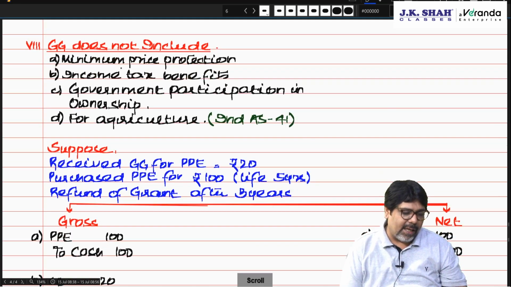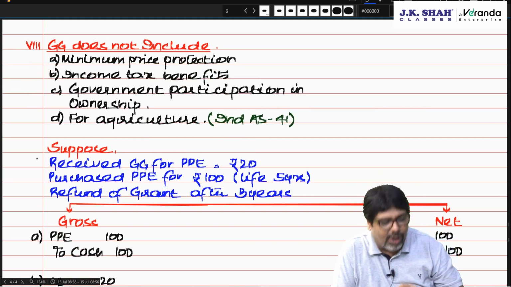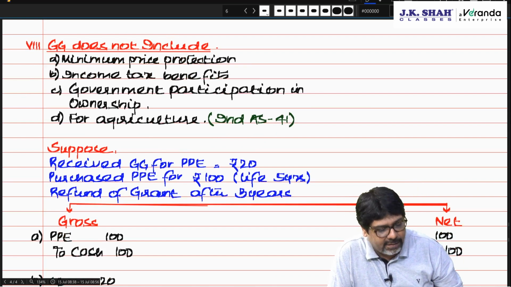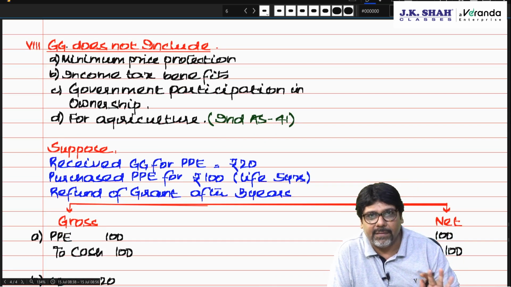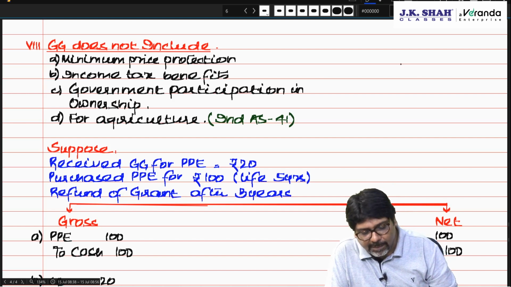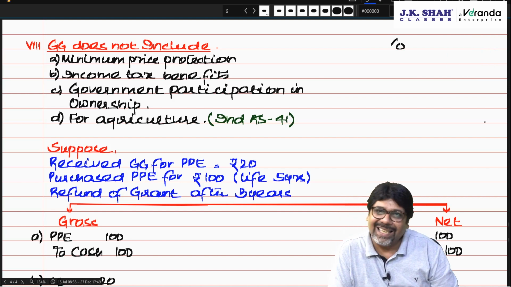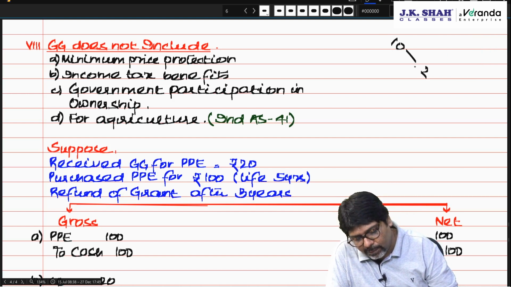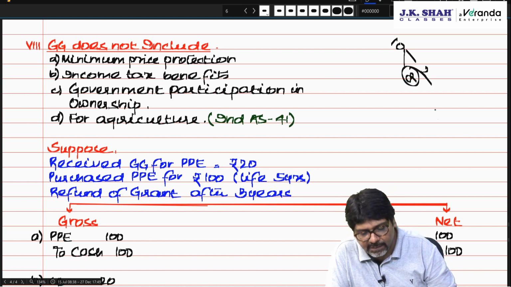Yes. Now chartered, this is also very important that government grant does not include price protection, income tax benefit, minimum MSP. Correct? Suppose government says you would have sold this for 10 rupees, but please sell it for 2 rupees, remaining 8 rupees I will give you. This is known as price protection.